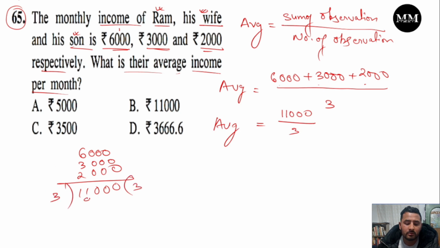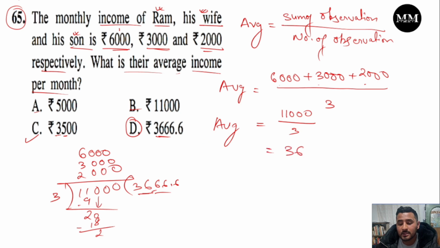How much will you get? 3 threes are 9, you get 3, then subtract and bring this 0 down, 3 sixes are 18. So just by doing this much, I can see the answer will be option D. How? Because we are getting 36, again we'll get 6.6 here. So no need to waste your time, just do it directly. In option A there's no 3, option B also no 3. Option C we have 3, but the second digit is 5. But here we are getting 36, and option D is also 36. So the answer will be option D. You get 366.6 rupees.